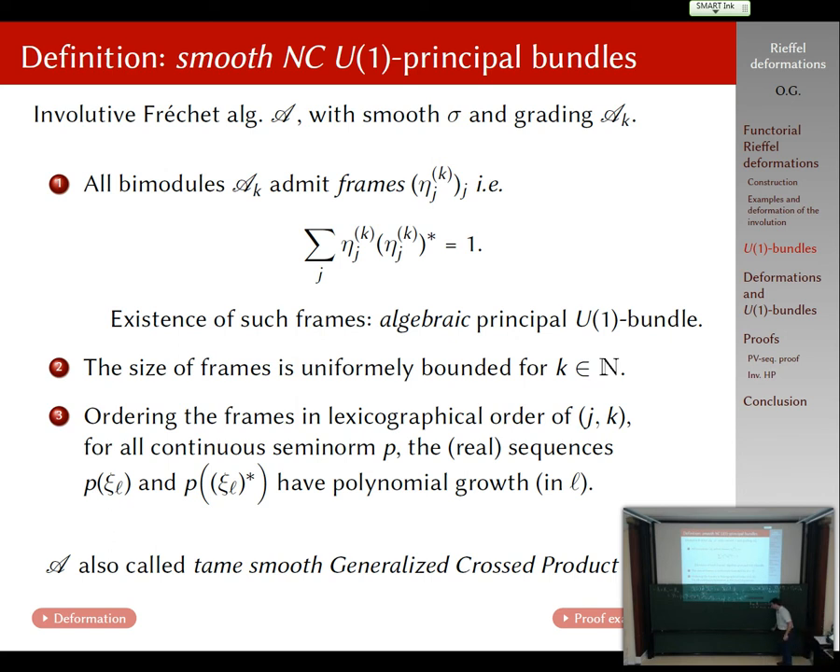Let me just say that this is somewhat different from just the Rieffel deformation as defined by Rieffel. It could be that in the case at hand, both theories apply.